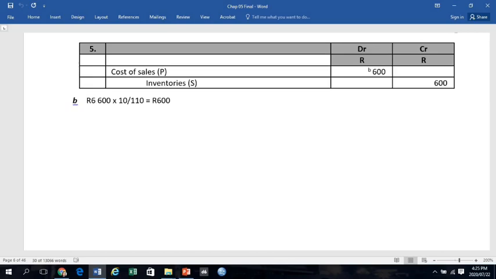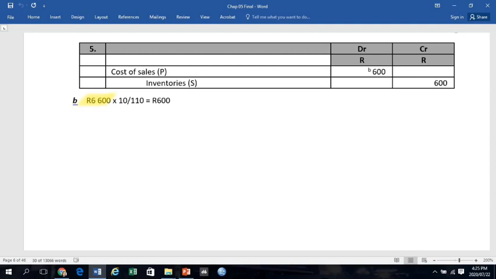Journal 5 looks at the unrealized profit in closing inventories at the end of 20X11. How did I know that there was an unrealized profit in closing inventories? The additional information said that in the separate financial statements of S, there was inventories to the amount of 6,600 Rand still on hand that was purchased from P Limited. That means it's not moved out of the group yet at the end of 20X11. The profit that P made on selling those inventories to S is still unrealized for the group.